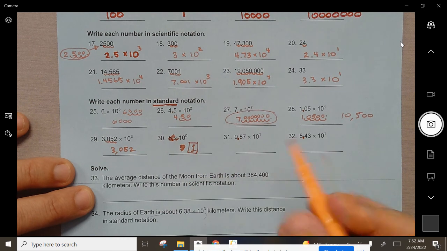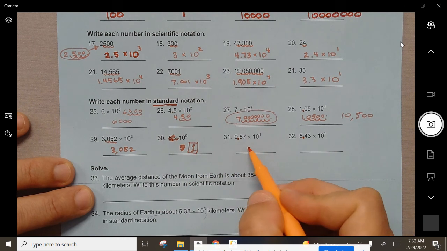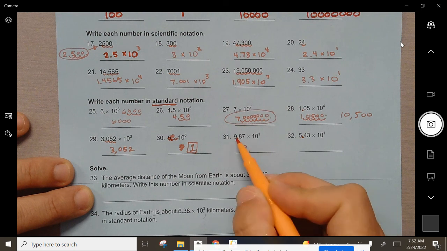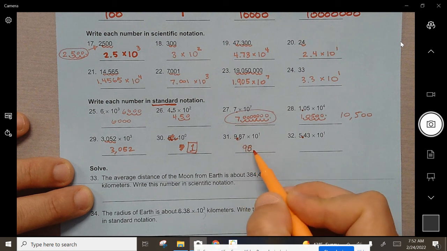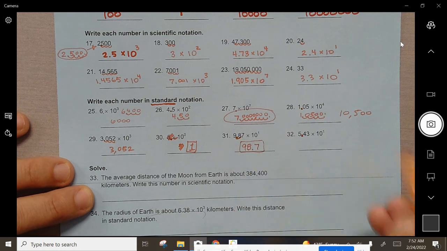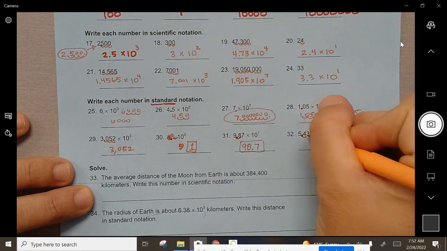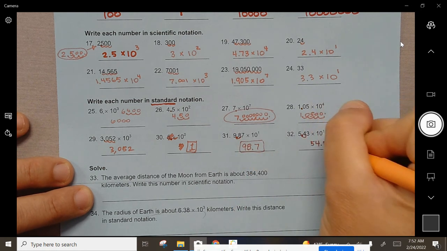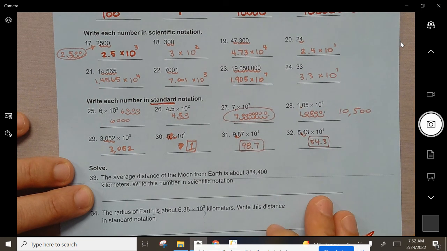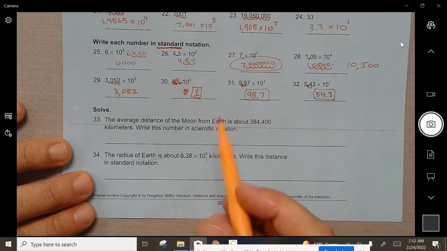Remember? All right, 9.87 is going to be 9 point, you're going to move it over, it's going to be 9.8, you're going to move it over 1 spot. So it's actually going to be 98.7. That's kind of weird, but it moved over 1 spot. 5.43, you're going to move it over 1 spot, it's going to be 54.3.